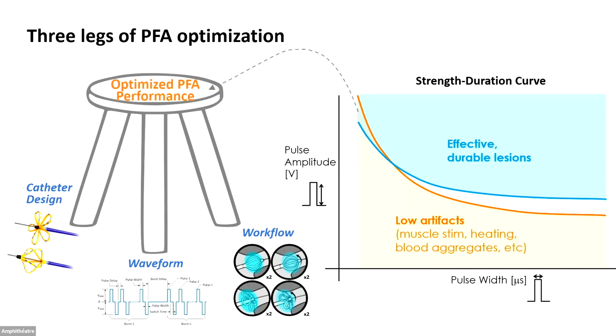And we've done it even when we were learning on some internal catheters. The problem is to take that leg of the stool away if you're trying to optimize your PFA is very difficult to deal with. You want to be able to control everything about the catheter and then marry the waveform with the workflow and get all those things working together.